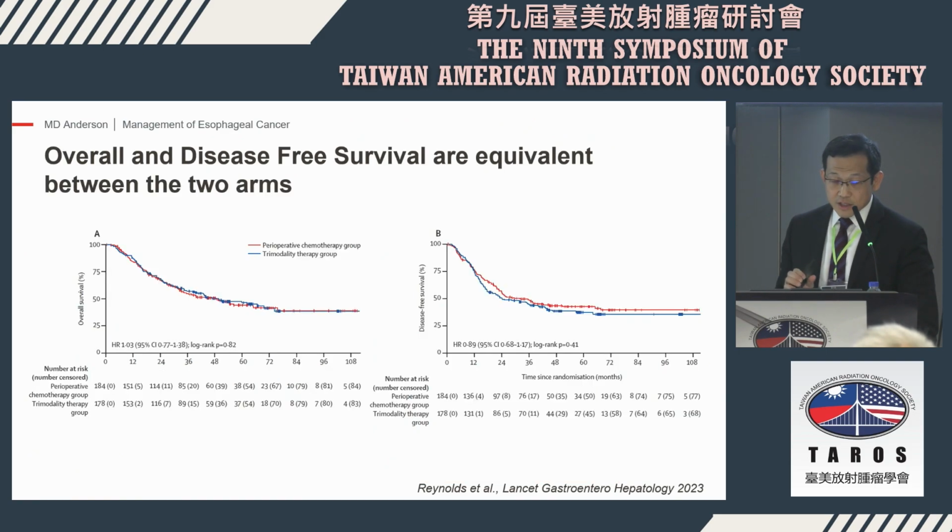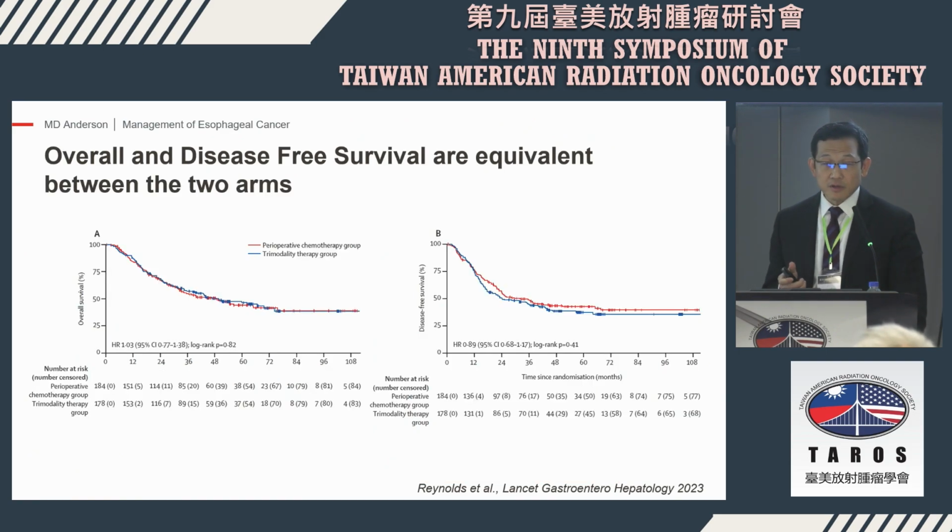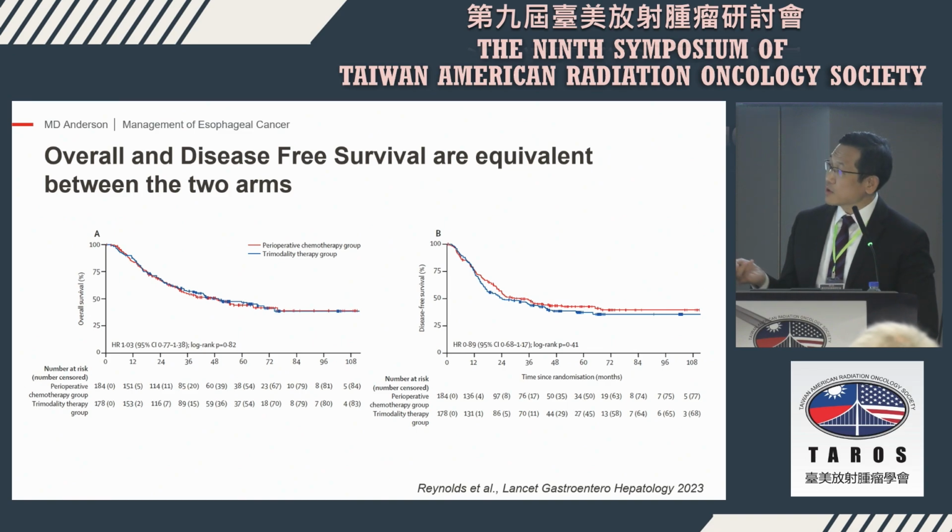But what's important is actually no differences. So this was non-inferior. That means preoperative chemotherapy was non-inferior to chemoradiation, with no difference in overall survival and no difference in disease-free survival between the two arms.